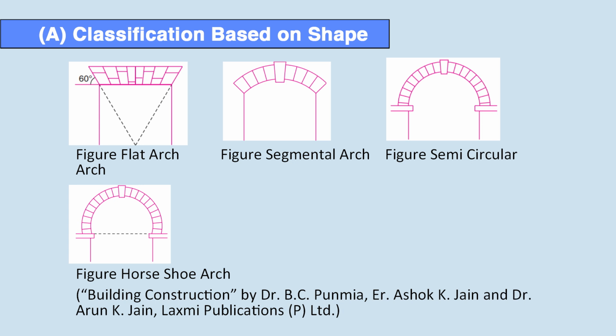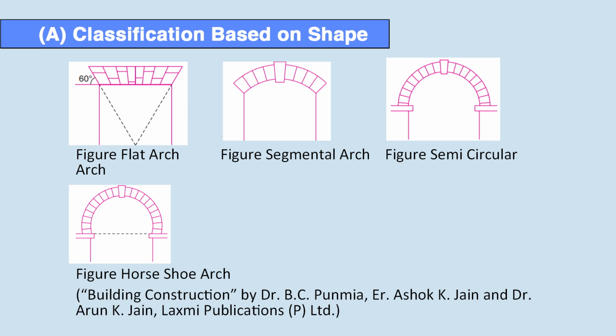Second one is segmental arch. A commonly used arch in buildings, the segmental arch center lies below the springing line, resulting in an inclined thrust to the abutment. Next one is semicircular arch. This type of arch is a variant of the segmental arch with its center located on the springing line, forming a semicircular curve. The thrust is perfectly vertical due to the horizontal skew back.